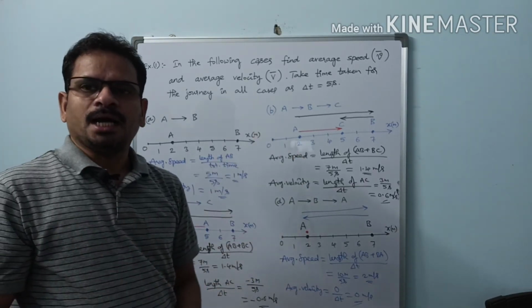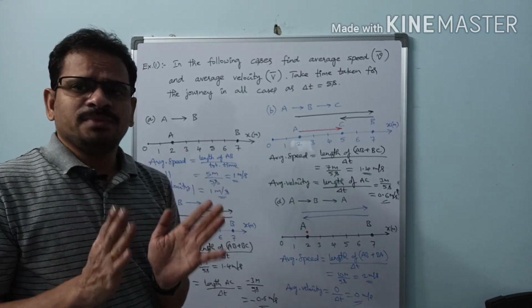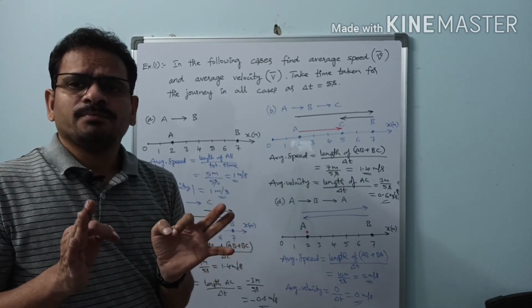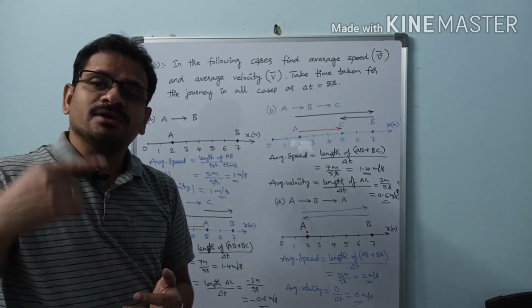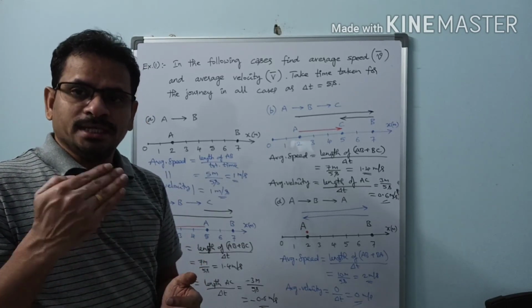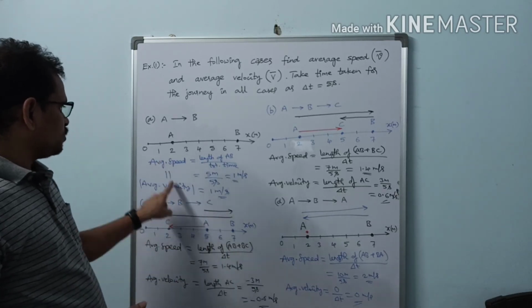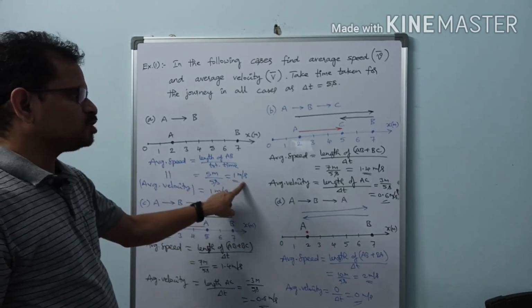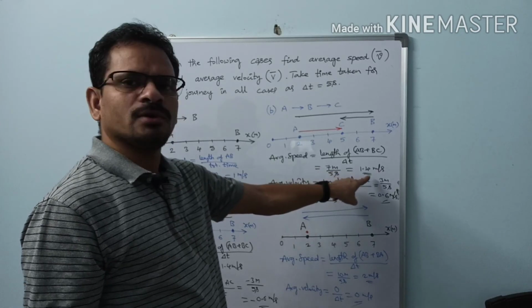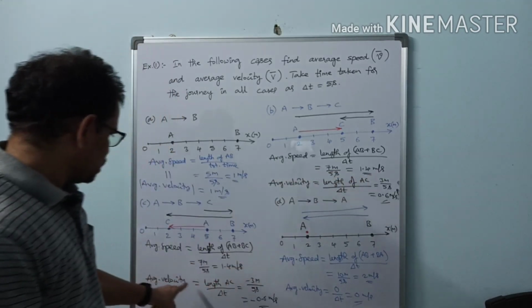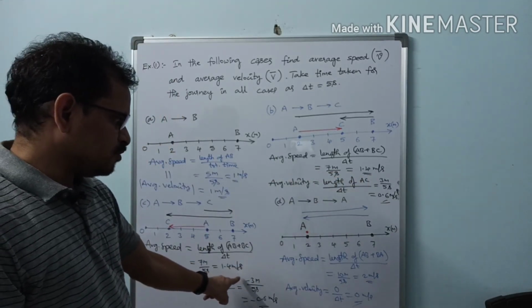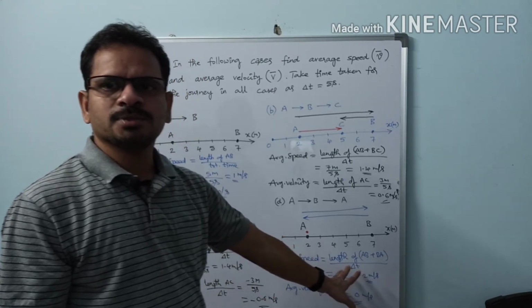One more thing I told you before: average speed is always positive, while average velocity acquires positive, negative as well as 0 values. So let us check here. In this case, what is the average speed? 1 meter per second, positive value. In this case, average speed 1.4 meters per second, positive value. In this case, average speed 1.4 meters per second, positive value. In this case, it is 2 meters per second, a positive value.